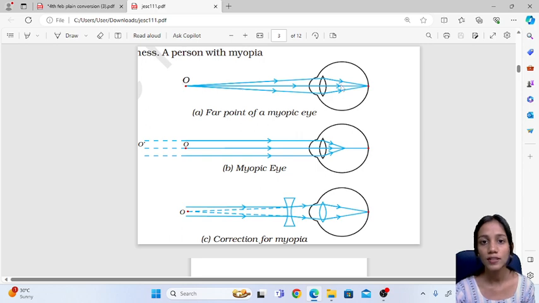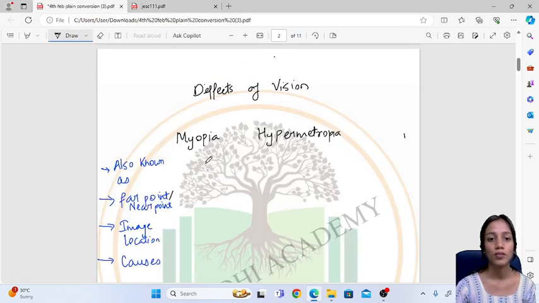Now this is a ray diagram wherein this is the far point of a myopic eye, and from the far point the light rays enter, and here the refraction happens. This is the normal lens of the eye and the image is formed on the retina, when this is the far point of the myopic eye. Now we need to know that myopia is also known as nearsightedness.